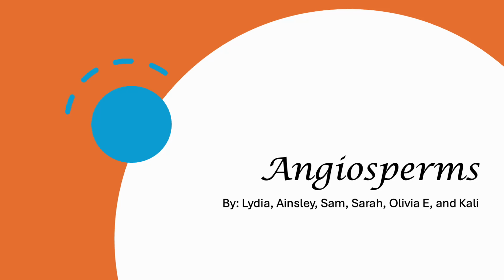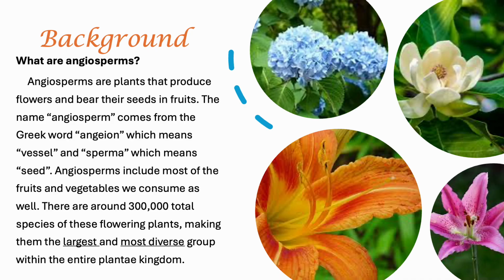Angiosperms. Angiosperms are plants that produce flowers and bear their seeds in fruits. The name angiosperm comes from the Greek word angion, which means vessel, and sperma, which means seed. This naming describes how angiosperms are able to enclose their seeds within the flower's ovaries.